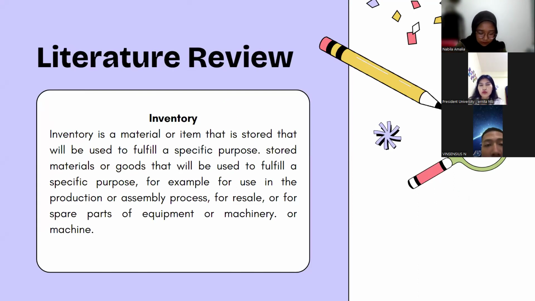So, inventory. Inventory is a material or item that is stored that will be used to fulfill a specific purpose. For example, for use in the production or assembly process, for resale, or as spare parts of equipment or machinery.